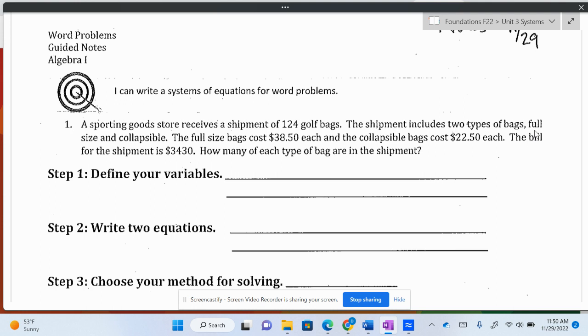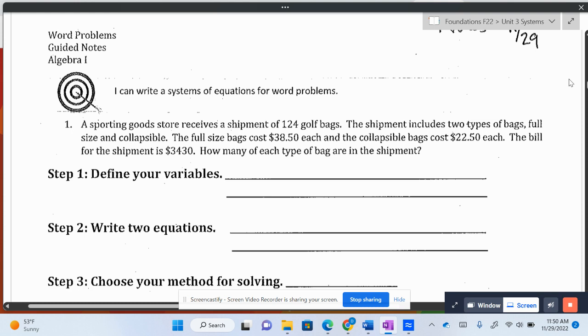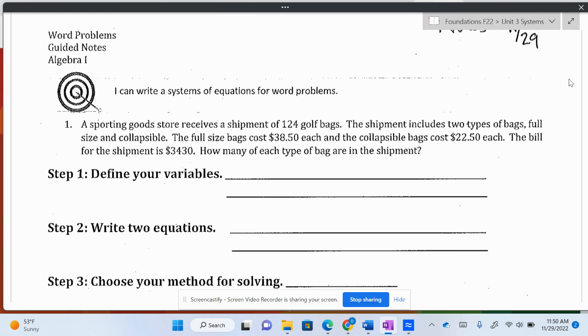Should include 2 types of bags, full size and collapsible. Full size bags cost $38.50. The collapsible bags cost $22 each. The bill for the shipment was $3,430. How many of each type of bag is there?